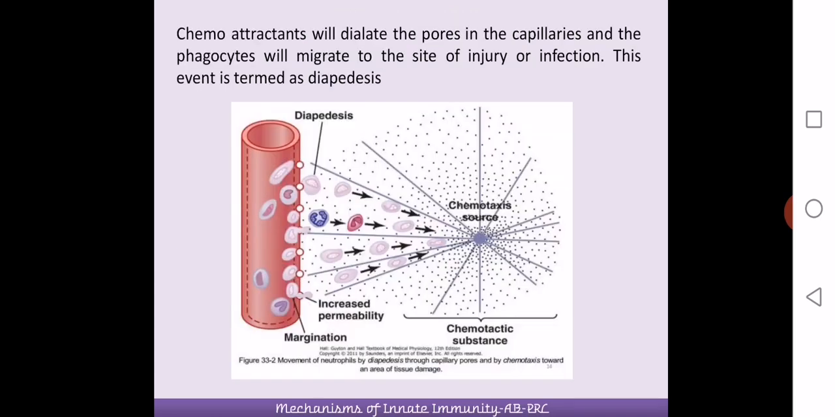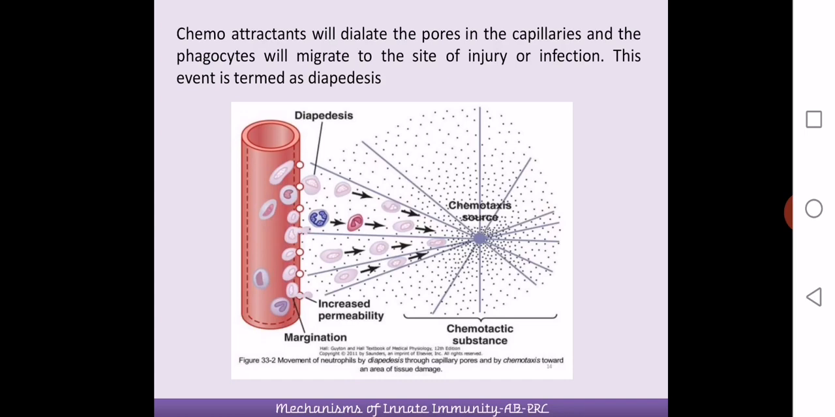Then as a result of this, vasodilation occurs, or there is another term also used for this called diapedesis. That means the chemoattractants will dilate the pores in the capillaries, that means in the blood vessels, and the phagocytic cells will migrate to the site of injury or infection, and this mechanism is called diapedesis, right? So this occurs as a result of another process called vasodilation.